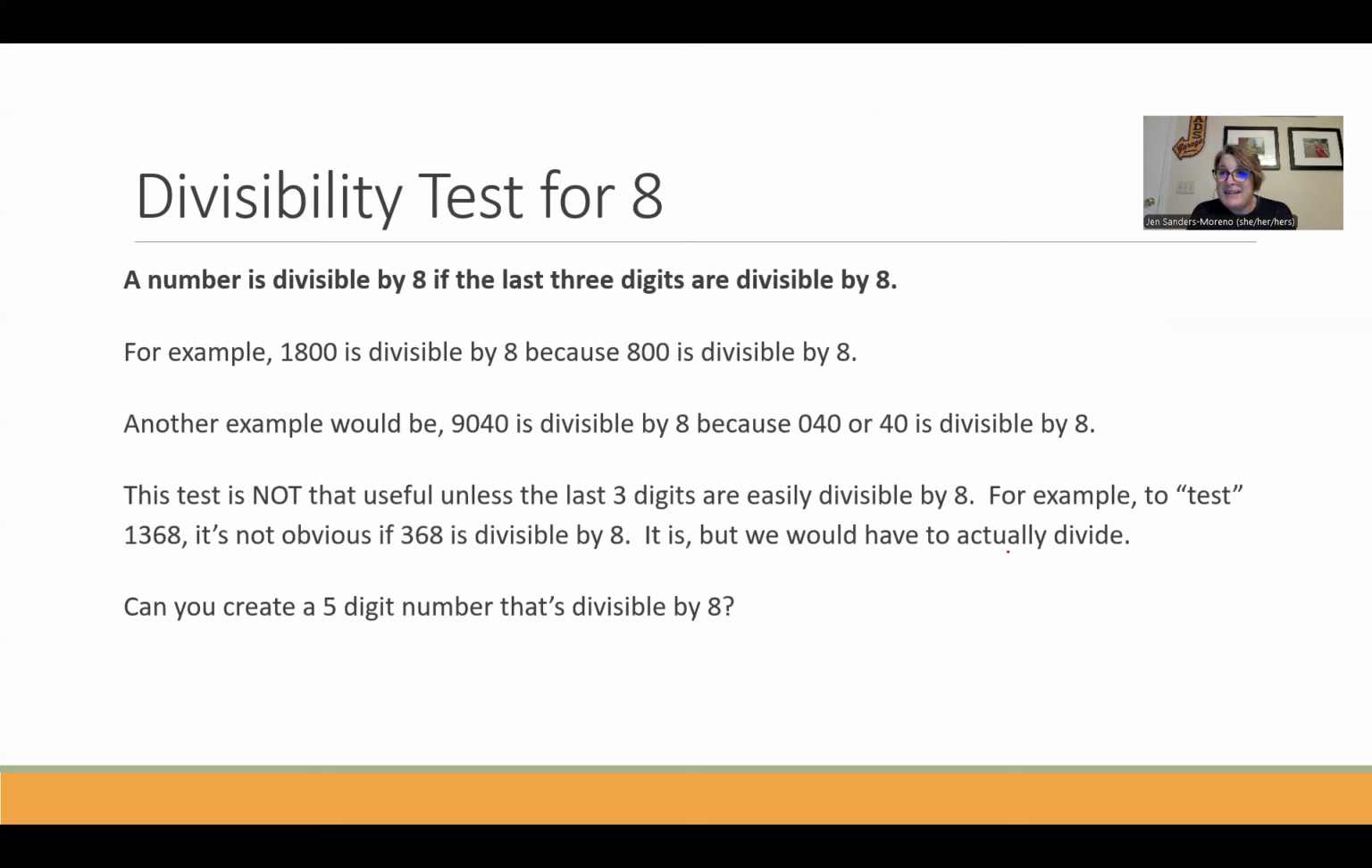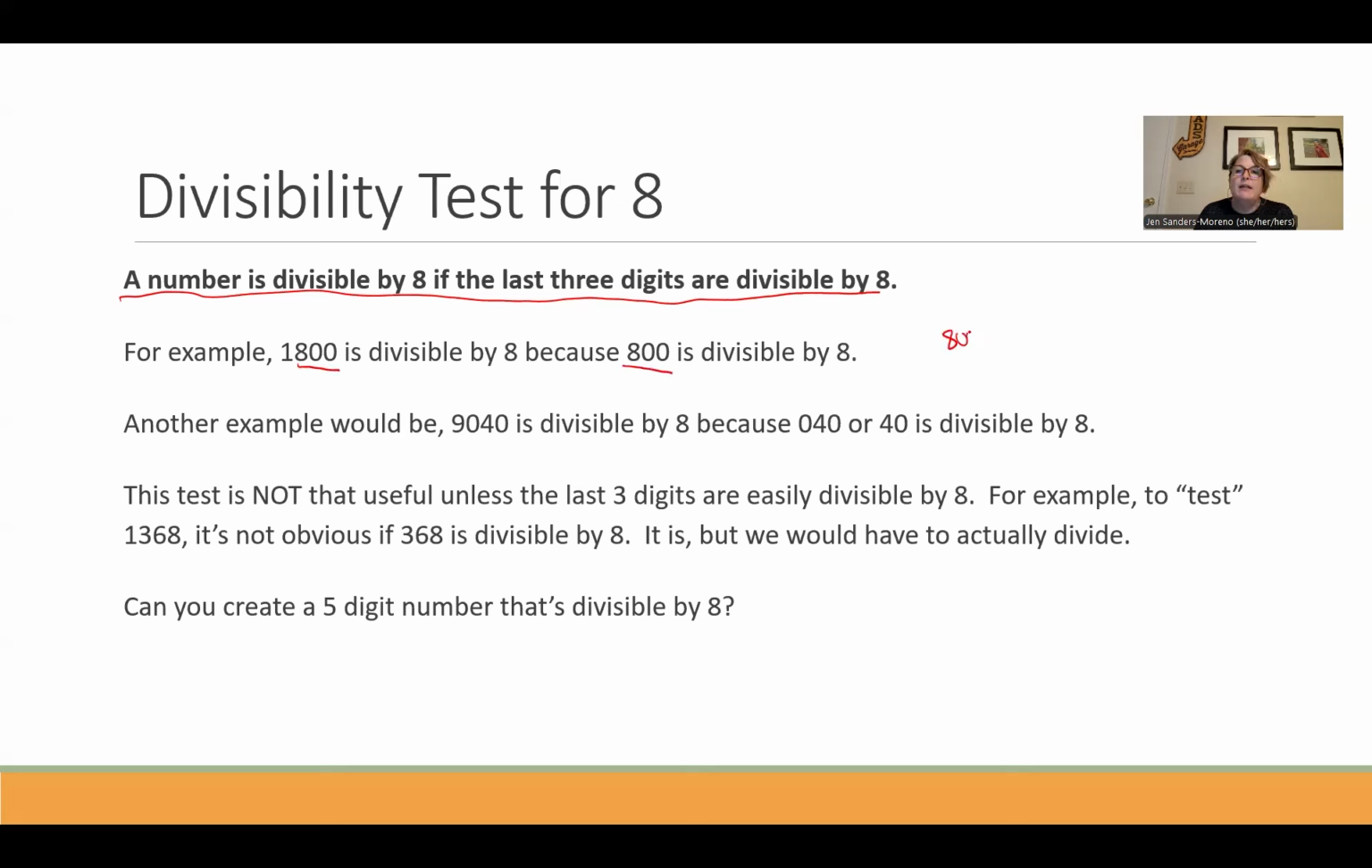Okay, this is my least favorite test. I gotta be honest. Here's why. So I'm not gonna hide anything from you guys. A number is divisible by 8 if the last three digits are divisible by 8. Last three digits. Okay. So, for example, 1800 is divisible by 8 because the last three digits are 800.